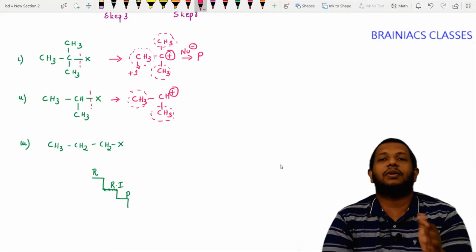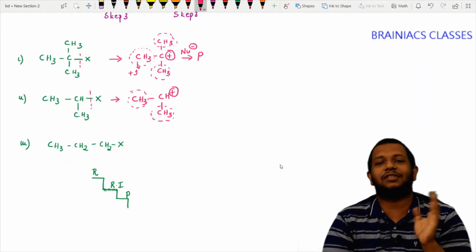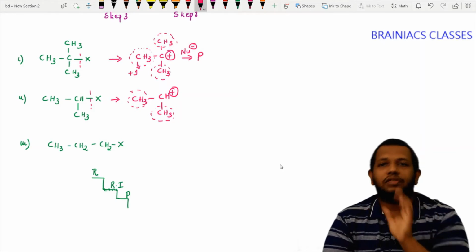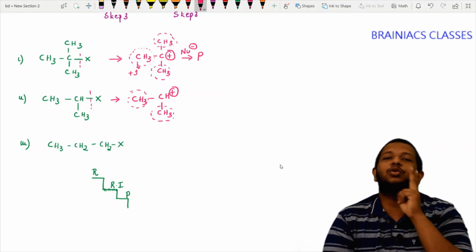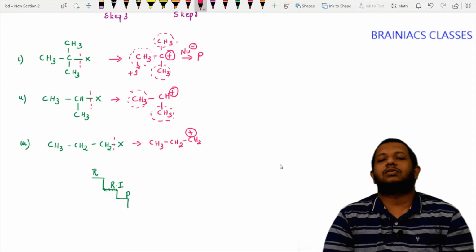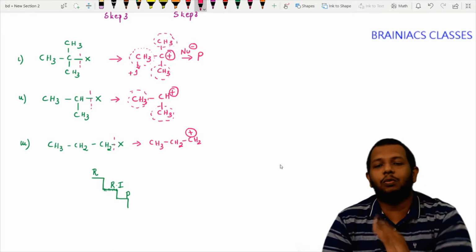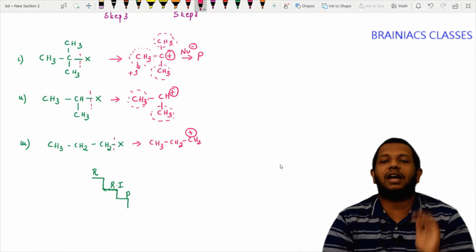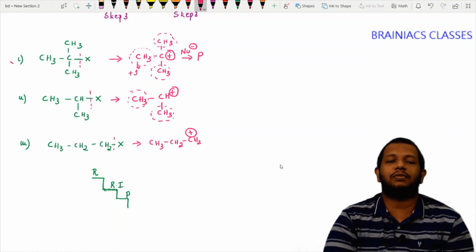So in the first one there are 3 CH3 groups stabilizing the reaction intermediate by pushing electrons towards the positive carbon, but in the second one only 2 CH3 groups are doing so. And if you go to the third one, you can see here CH3, CH2, CH2 plus. So here only one ethyl group is pushing electrons towards the positive carbon. So the most stable reaction intermediate is formed by the first one.